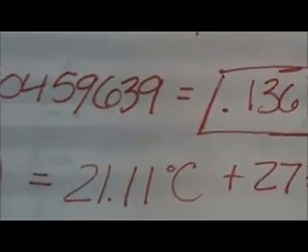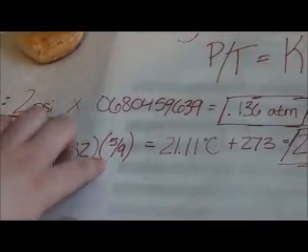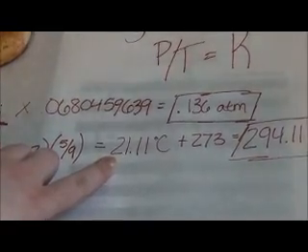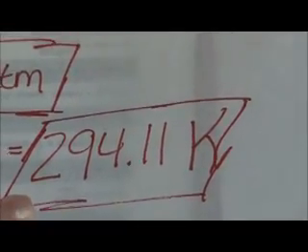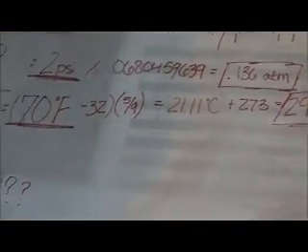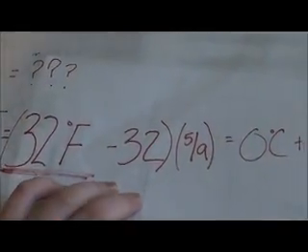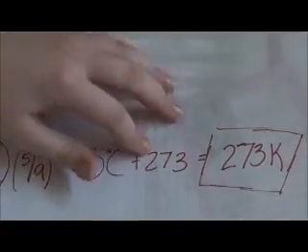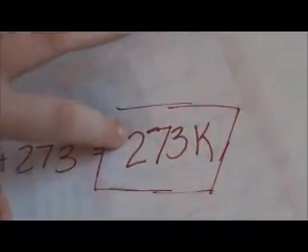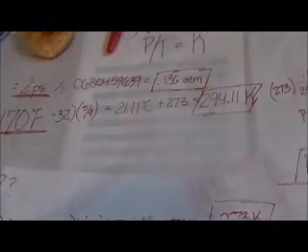And then to convert from 70 degrees Fahrenheit, we subtract 32 and multiply by 5/9, which gives us 21.11 degrees Celsius, and then we add 273, which gives us 294.11 K. And then, to go from 32 degrees Fahrenheit into Kelvin, we subtract 32 and multiply by 5/9, which of course gets us 0 degrees Celsius, and we add 273, which gets us 273 Kelvin. So now since we've got all the units, we're going to put it into the formula.